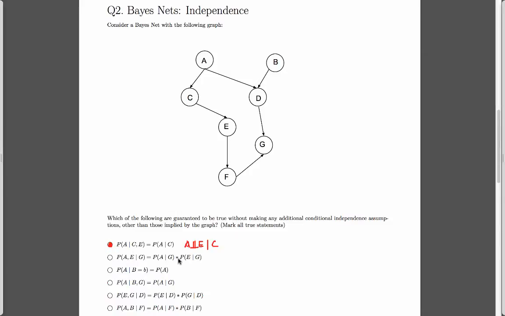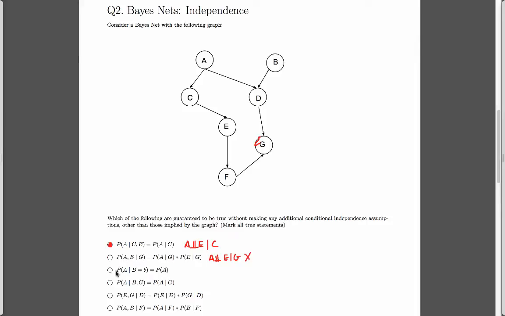Now looking at this second statement, we have A and E given G being equal to A given G times E given G. So this is true if A is independent of E conditioned on G. So in this case, we want to shade in this node, and we can look at all the undirected paths from A to E, and there's 2 of them. One is right here, which is active, and this other path over here is also active. However, we only need one of the paths to be active for them to be dependent, and therefore we know that this statement is not true.